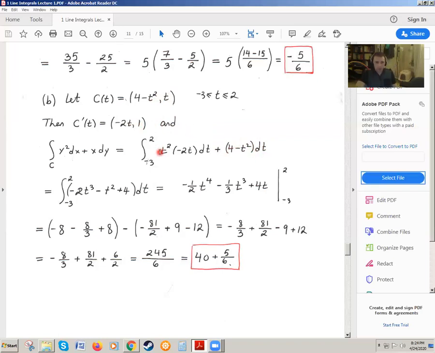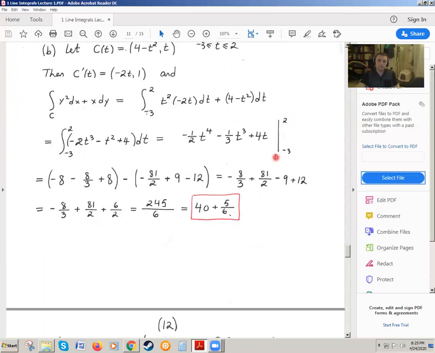Then again, now I have this set up, I factor out the dt. That becomes a very simple polynomial integration, at the end of which you get 40 plus 5/6 as your final answer.